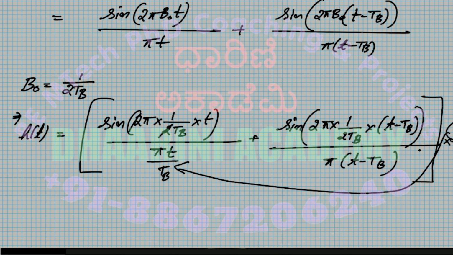Okay, the same thing happens with this. The same tb I can bring into the denominator, pi times t minus tb divided by tb, so that you can see the same thing inside the sine theta function. Sine theta is equal to pi into t minus tb by capital T. Okay. So I can call this also a sinc function now. So both of them are sinc functions.